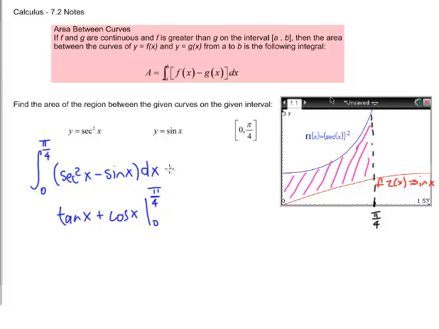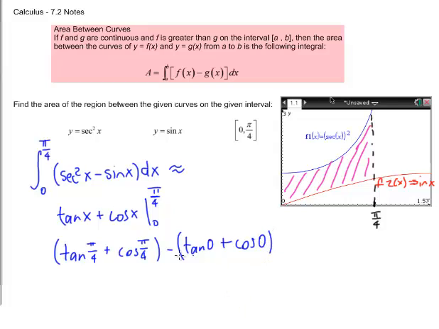You can also punch this into your calculator. You're going to get some sort of decimal. When you work it out longhand, you're going to do stop minus start. And when you do stop minus start, you're going to get the tangent of pi over 4 plus the cosine of pi over 4, minus the tangent at 0 plus the cosine of 0.